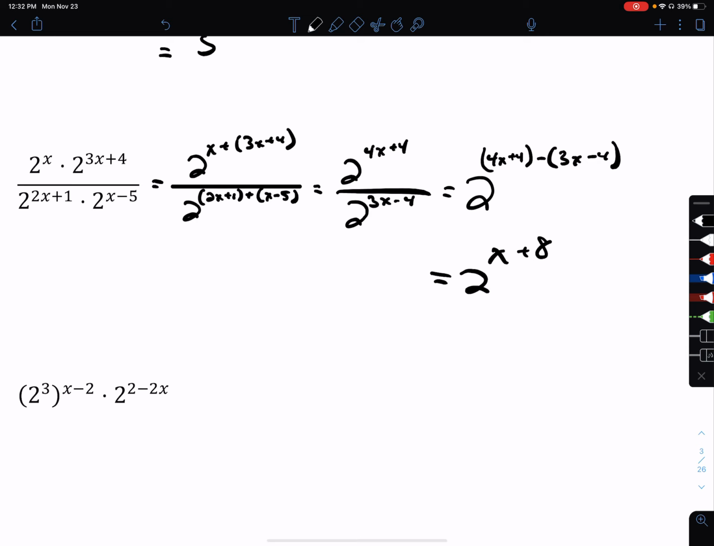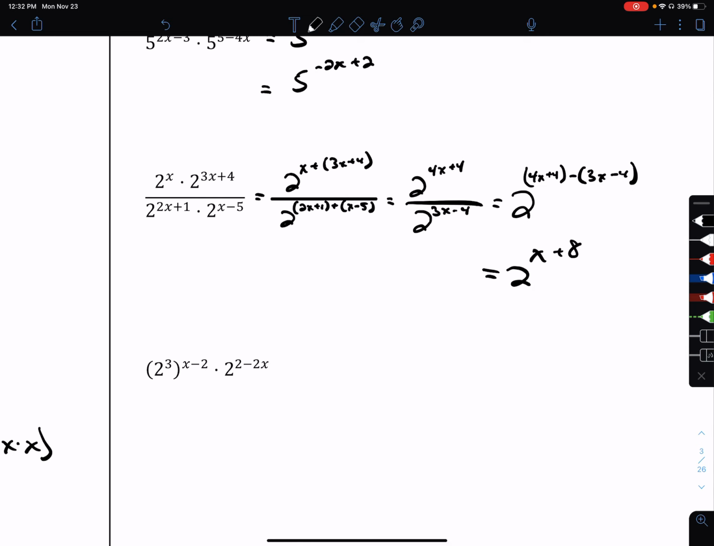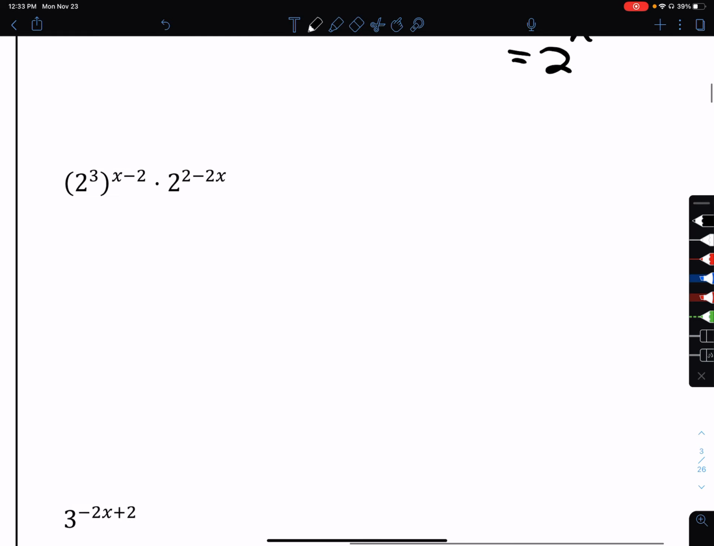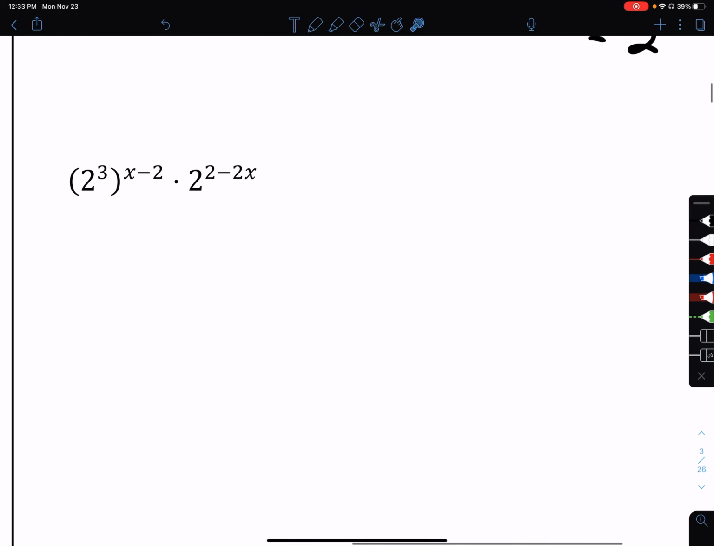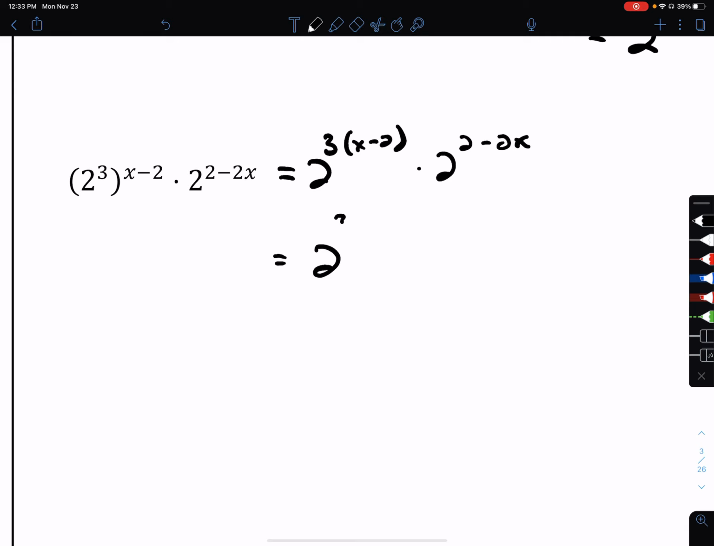There are different orders you could do these things in. Keep that in mind. This is just one such way to do it. All right, the next one. This here is a power to a power property, because we have an exponent to an exponent. So we're supposed to multiply the exponents together. If I distribute the 3, I'm going to get 2 to the 3x minus 6.